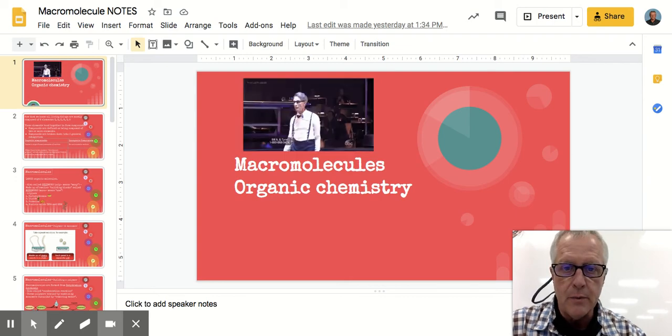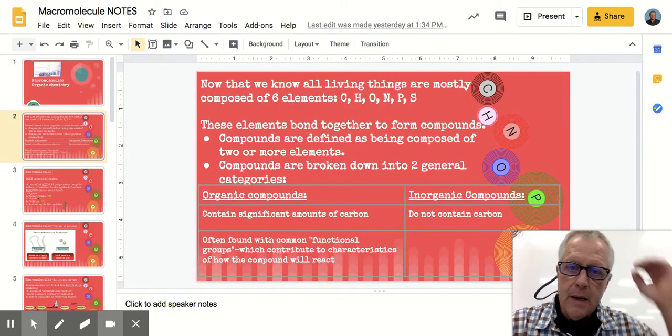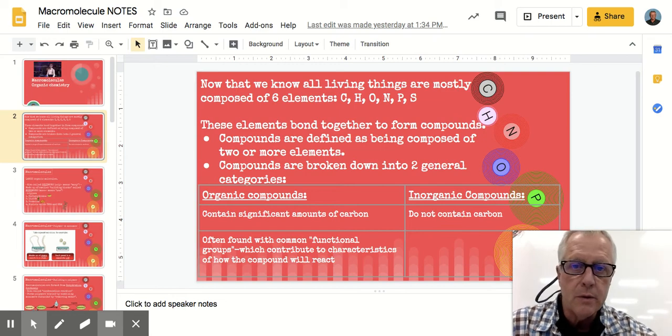If we look down through here, the idea is we know there are six elements that make up the majority of the chemical compounds that make up living things. We would refer to those as organic material, life, biological material. And remember that that was carbon, hydrogen, oxygen, nitrogen, phosphorus, and sulfur.